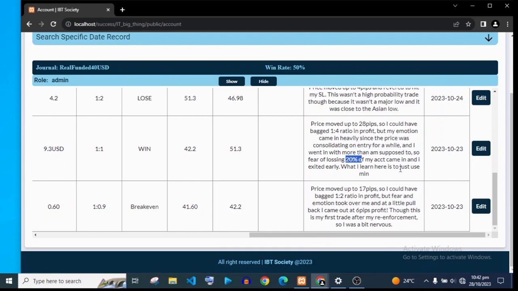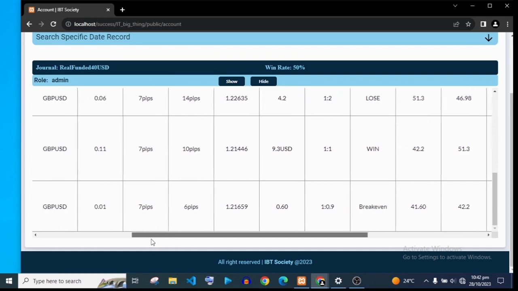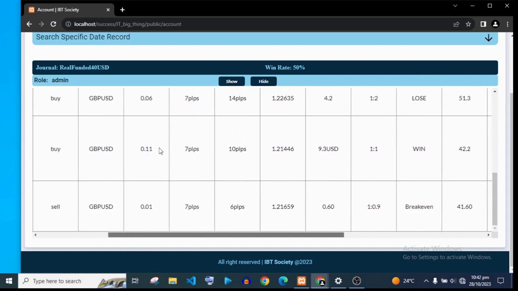What I learned here is to just use minimum risk. The thing that happened on this particular trade, which I remember vividly, is that after I'd gone into the trade, I realized, come on, 20% of my account is quite a lot. It means if I lose just 5 times, the account is blown. And that's not a good thing, because that will not allow my strategy to trade enough in order to prove its profitability. 5 trades is just too small.